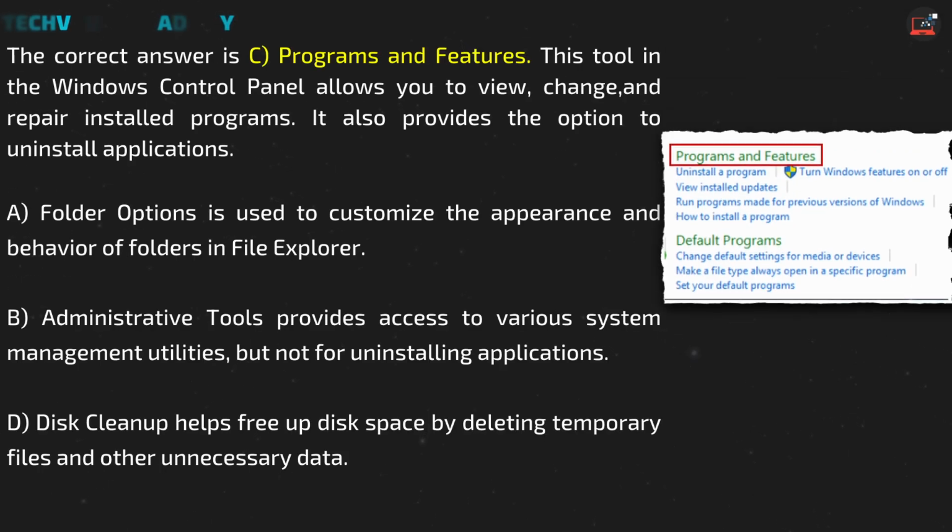The correct answer is C. Programs and Features. This tool in the Windows Control Panel allows you to view, change, and repair installed programs. It also provides the option to uninstall applications.